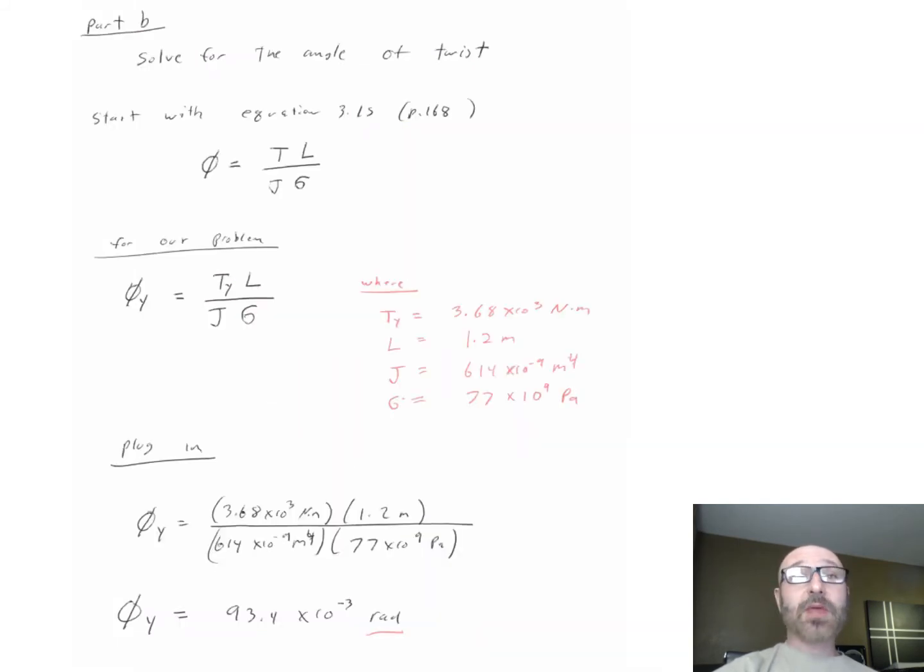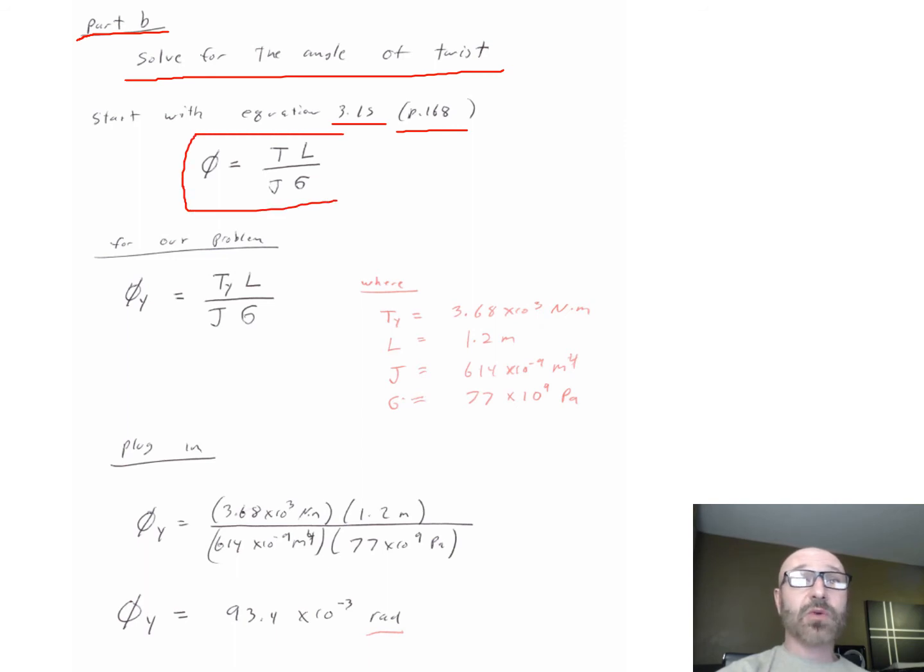So moving on from there, we can now solve for part B. What did part B ask us to solve for? Well, they want us to solve for that angle of twist. So we can start with a governing equation for an angle of twist. We can go back to equation 3.15 on page 168 of our textbook, and we have that phi, or our angle of twist, is equal to T times L, our torque times our length, over our polar moment of inertia J times our shear modulus, or modulus of rigidity, G, and we write that as our governing equation.